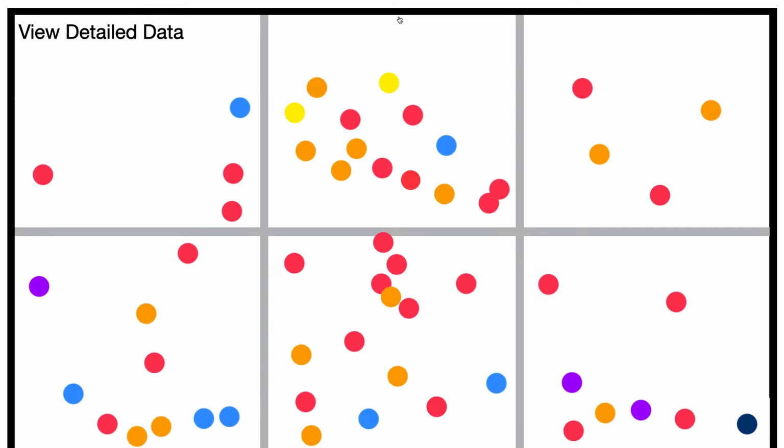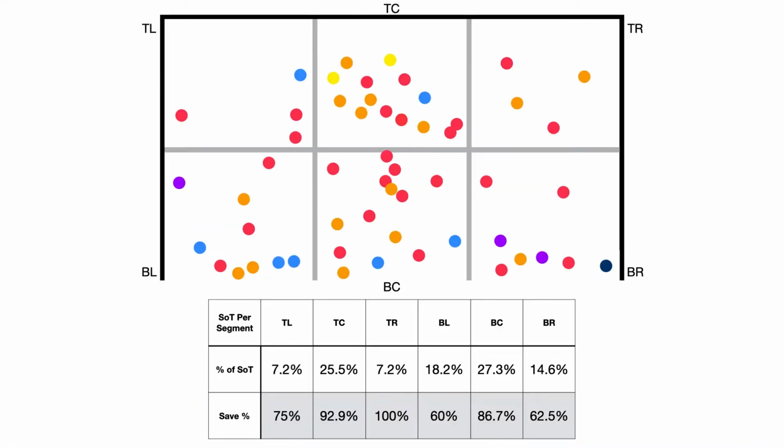Now within this screen, there's a view detailed data section up at the top left. If we click this, it breaks the goal down into 6 zones or 6 segments, and we can see the percentage of shots on target within that segment as well as the goalkeeper save percentage. So for example, the bottom right segment, the percentage of shots on target faced within this segment are 14.6%. So Liverpool are conceding 14.6% of their shots on target within this area of the goal, and Alisson's save percentage for that segment is 62.5%.